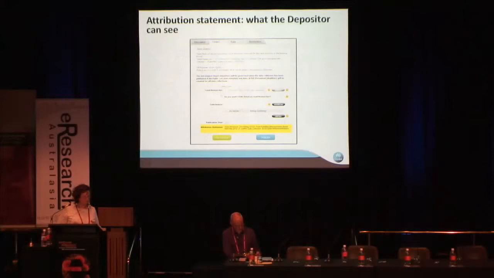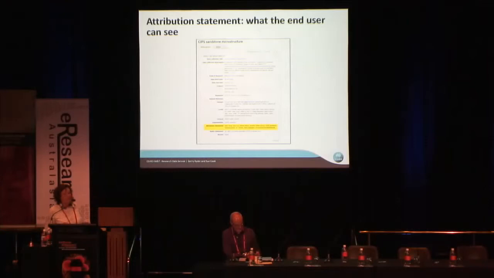So this is the attribution statement that the depositor can see. I've just highlighted the section that's relevant at the bottom. And in this case, what you can see is the format of a DOI at the bottom, the format of the attribution statement that will be available. What the end user will see is an attribution statement with that DOI embedded in it. We've aligned this fairly closely to Vancouver as a fairly generalist style, given that CSIRO is multidisciplinary and styles are often developed by journals, as well as the general science ones like Harvard and Vancouver and Chicago.